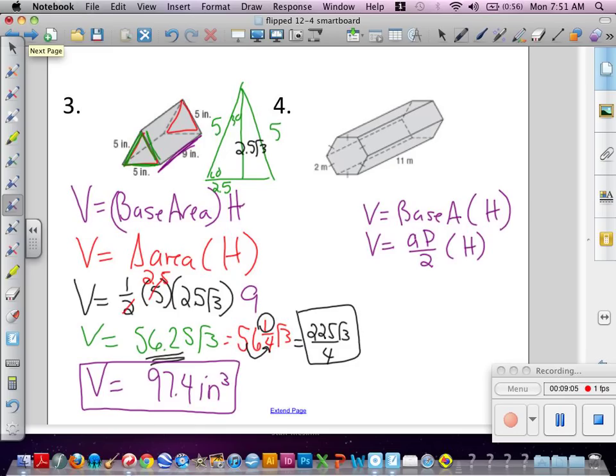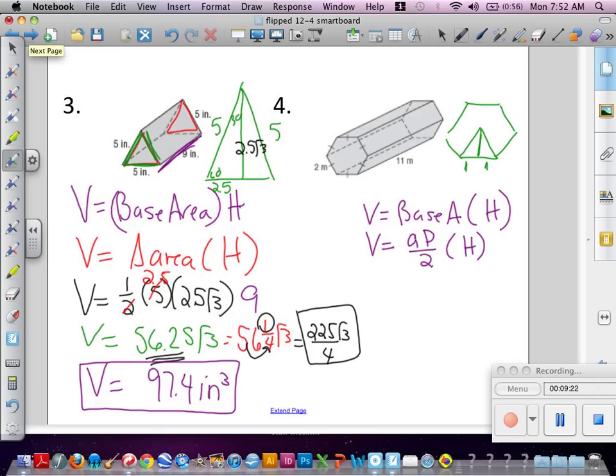So I'm going to need my perimeter, which I'm going to be able to get because I know the side, but I have to find my apothem. So I'm going to pull out my hexagon here. I'm going to draw my triangle. When I drop this down, each side is 1.